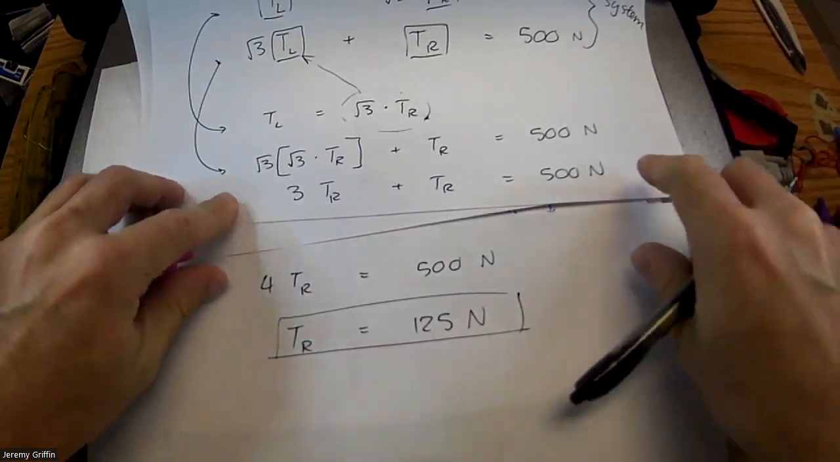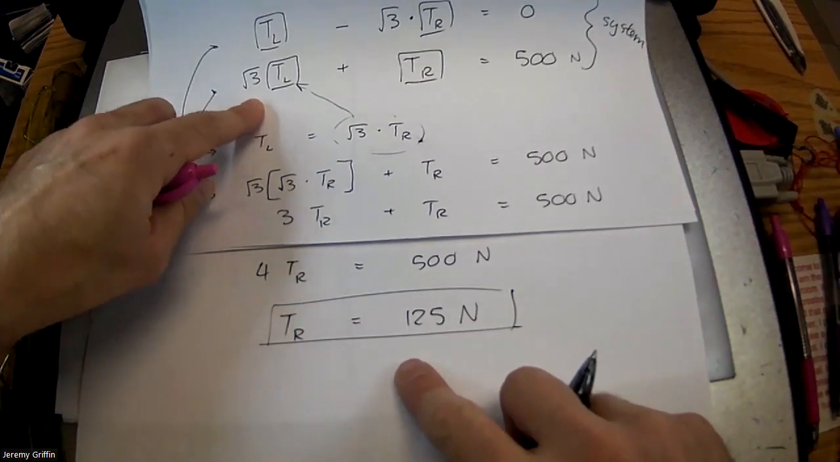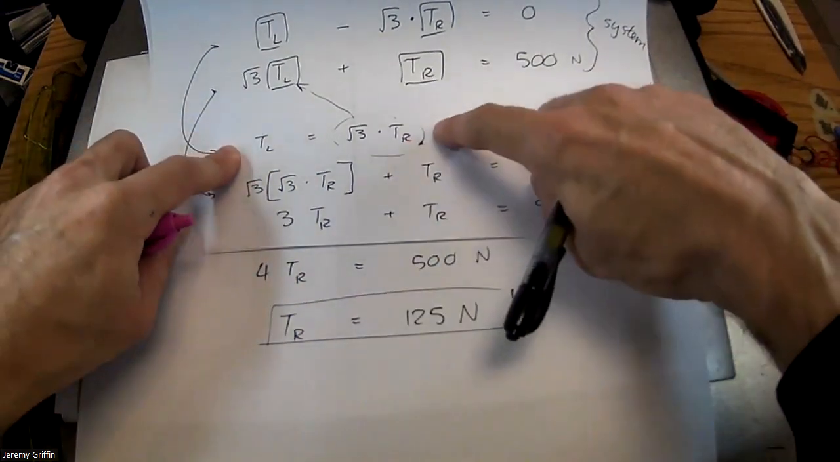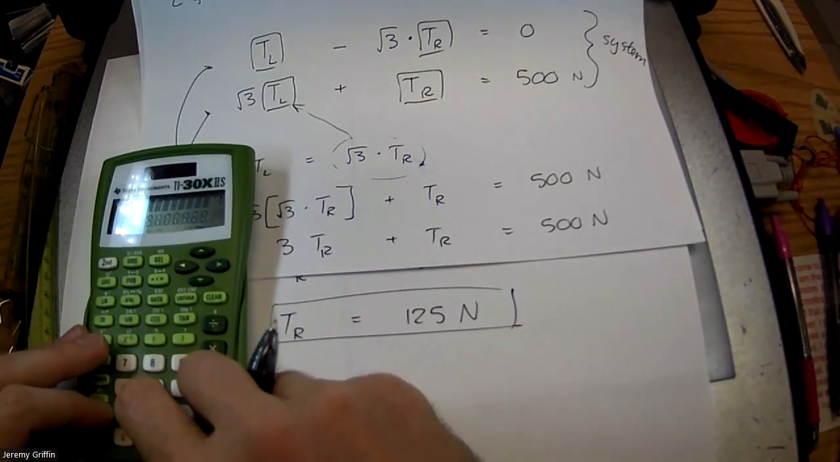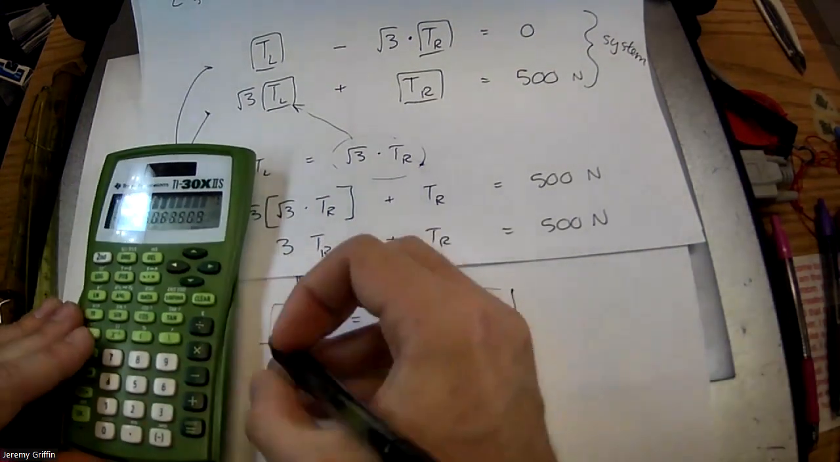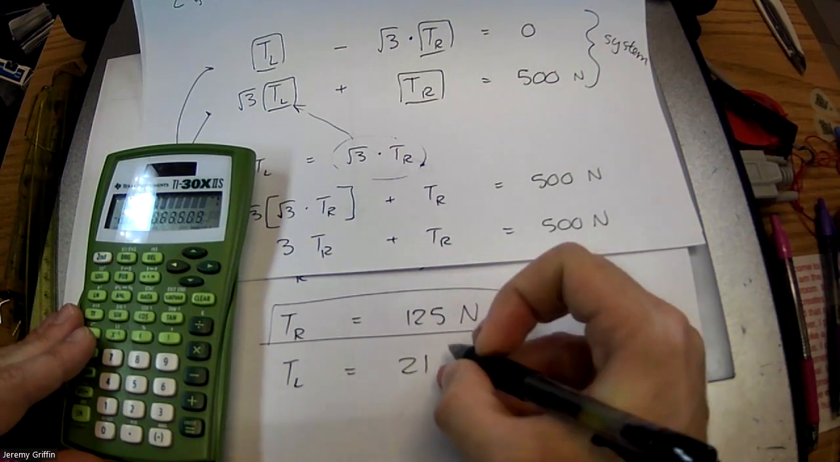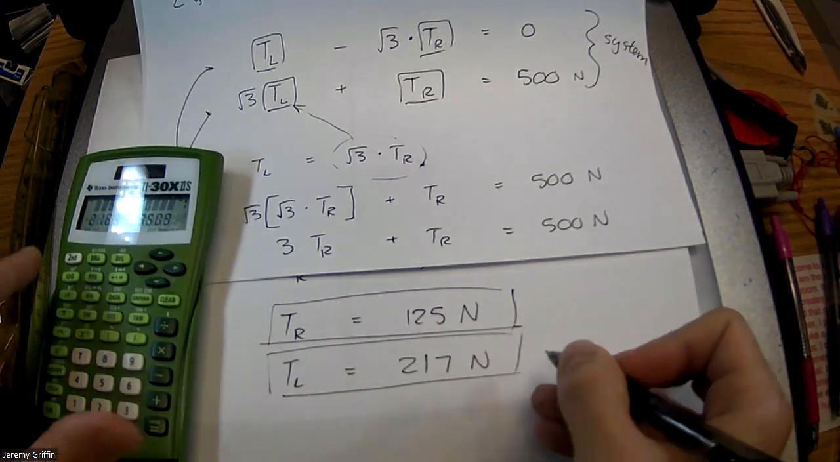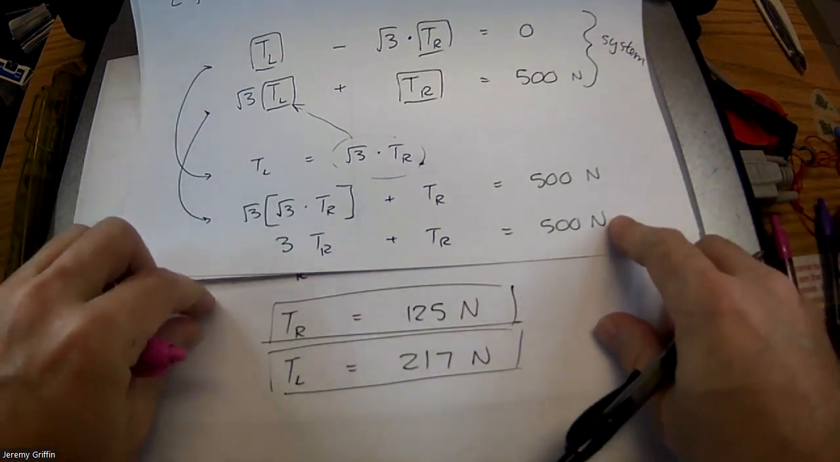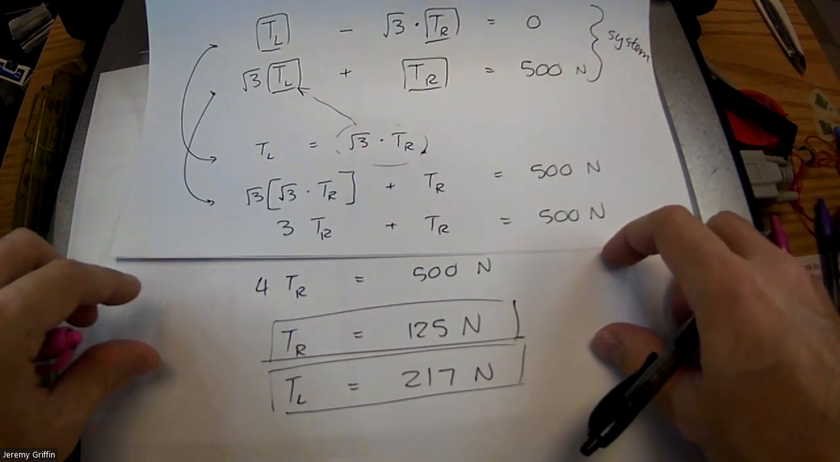And then if you want to get tension on the left side, you could just multiply by square root of 3, right? So what's 125 root 3? Tension on the left side, therefore, would be 216 point something newtons. All right, there you go. Actually, that does look correct. So we are good.